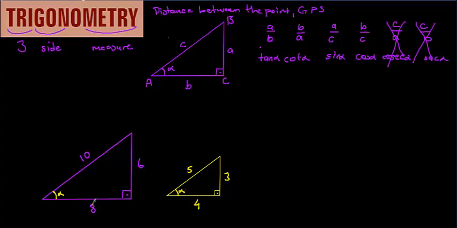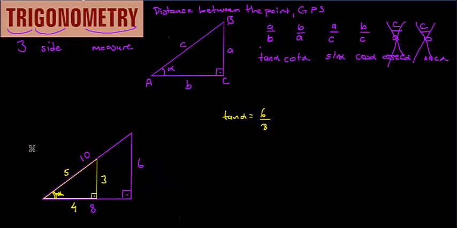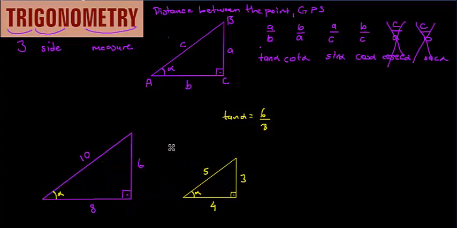If you say opposite over adjacent, tangent of alpha is equal to 6 over 8 for the small triangle. We didn't change the angle, because when we put this triangle here, you're going to see the same angles again. Here the tangent of alpha is going to be opposite over adjacent, A over B.